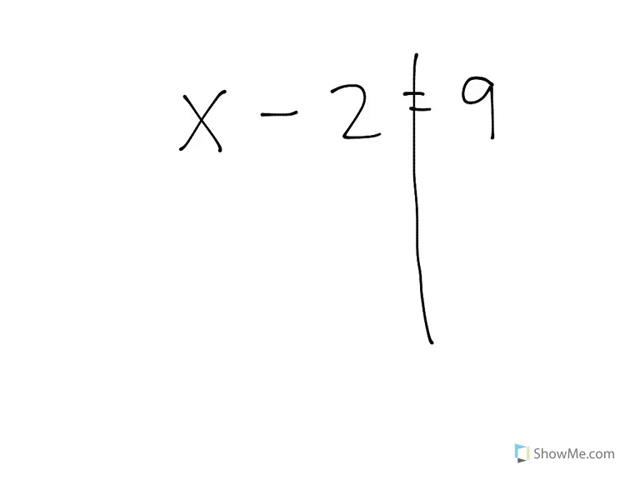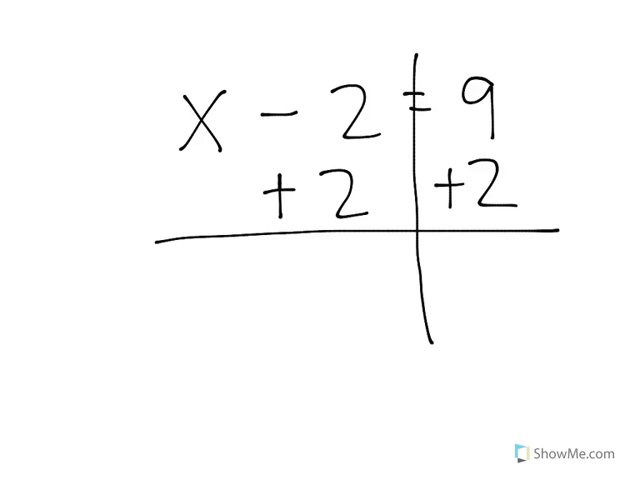2 is being subtracted from x, so I'm going to do the opposite of subtracting 2, and I'm going to add 2. What you do to one side, you have to do to the other side as well, so I'm going to add 2 on the other side. Negative 2 plus 2 equals 0, so they cancel out, leaving you with x equals 9 plus 2, which is 11.